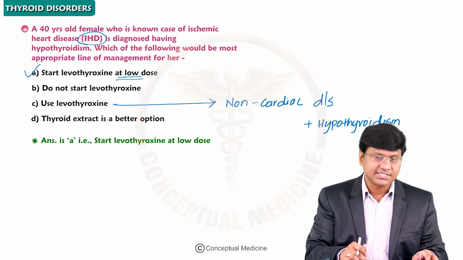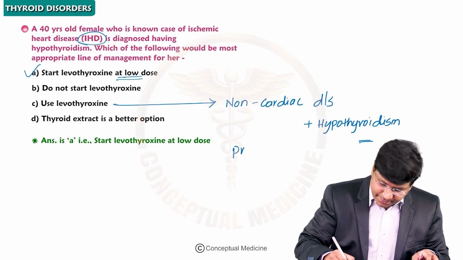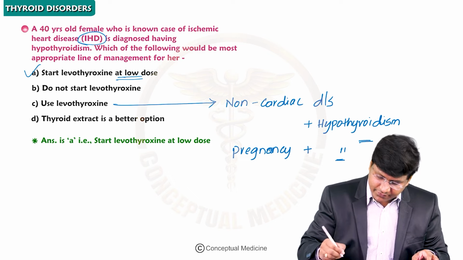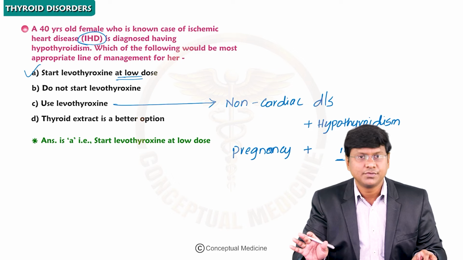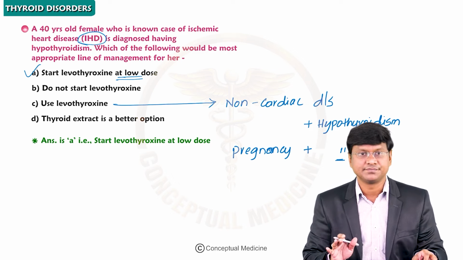Then in such cases you can use levothyroxine at full dose, and not only that, even in pregnancy with hypothyroidism, you need to use levothyroxine in full dose. Okay, that is the story of the treatment of hypothyroidism.